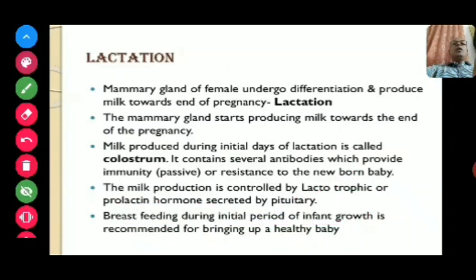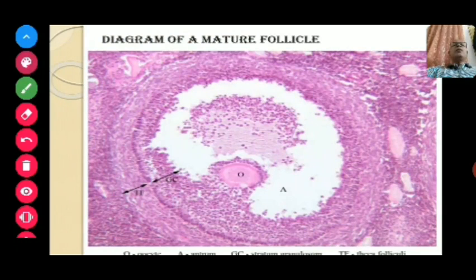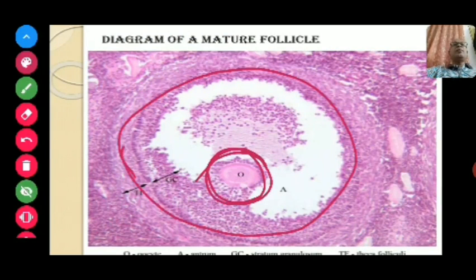Now lactation, as you know, continues for a certain period of time. This is the diagram of a mature follicle. This is the secondary oocyte, and this is the mature Graafian follicle. After the maturation of the Graafian follicle, the secondary oocyte will be released and ovulation will take place.